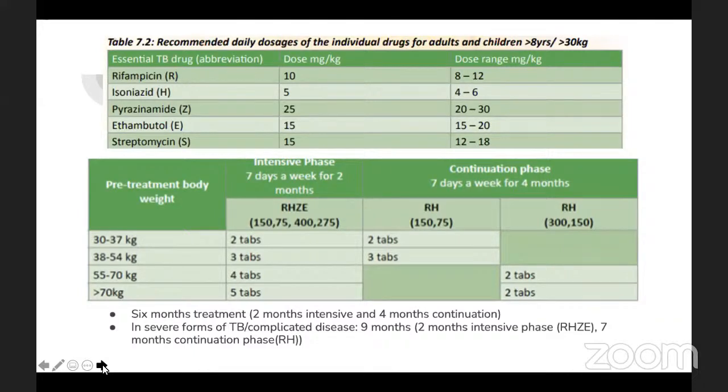In severe or complicated disease like TB meningitis, TB of the bones or joints, or miliary TB, the treatment may be extended to 9 months. That's two months of intensive phase with all 4 drugs, and then 7 months of continuation phase with the rifampicin and isoniazid.